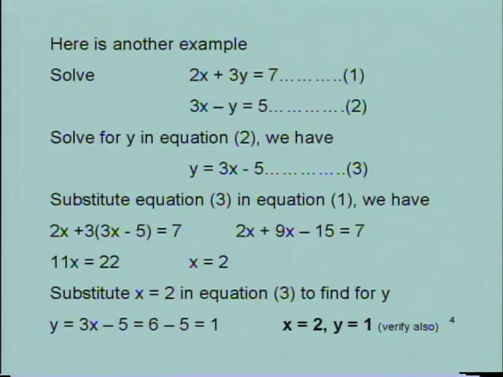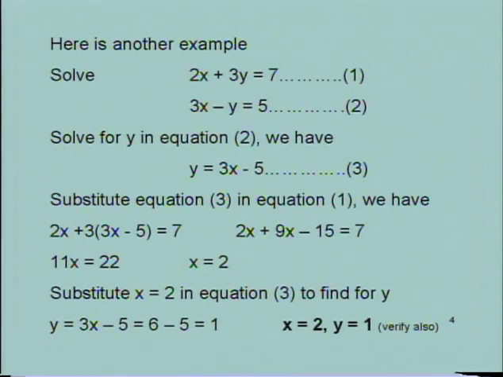Transposing -15 to the right will give us +15. 15 + 7 will give us 22. So the equation can be simplified to be 11x = 22. 11 times what number will give us 22? Obviously it is 2. So x = 2.